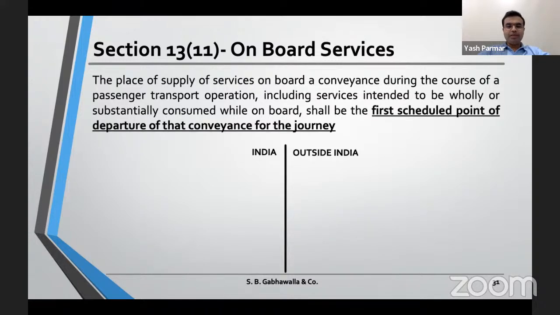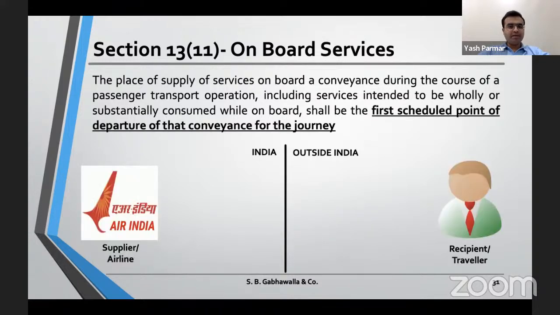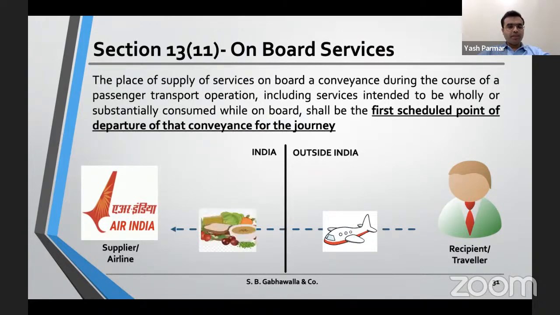Now let's take an example over here. So there is a traveler who is located outside India. Say for example, he is in Australia and he is boarding a flight to come to India. Now he has boarded the flight from Australia, and when he is on the flight, the airline is serving him food and the airline is giving him various other services. Now let us assume that the services are actually performed when the aircraft is in the territory of India.